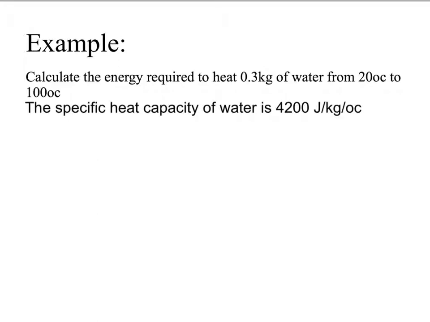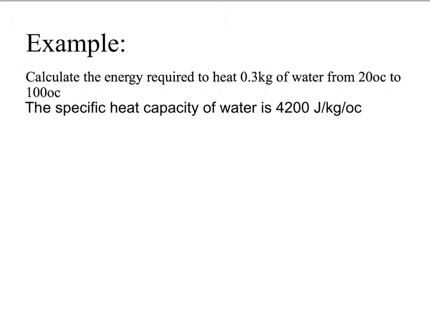We've got an example here of applying that equation. So we're asked to calculate the energy required to heat 0.3 kilograms of water from 20 degrees C to 100 degrees C. And we're given the specific heat capacity of water, which is 4,200 joules per kilogram per degree C. So we've gone to the front of our exam paper, we've worked out the equation that we're going to use, and the first thing that we always do is write out that equation.